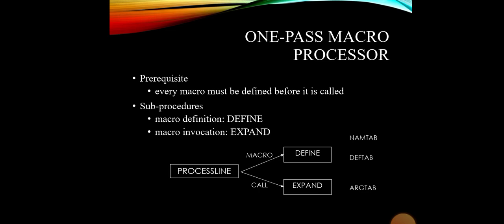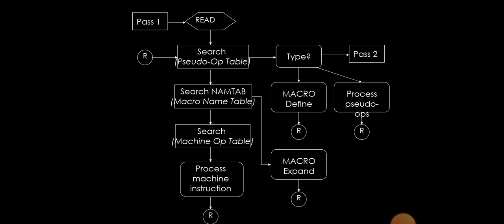This is the process line of each macro and call. The process line helps to store the macro define into the name tab and definition tab, whereas in call expand it passes the arguments for the process of the macroprocessor program to expand the data in the argument list. So this is a small example flowchart of macroprocessors. Each of these is called functions of the macroprocessor as well as tasks.